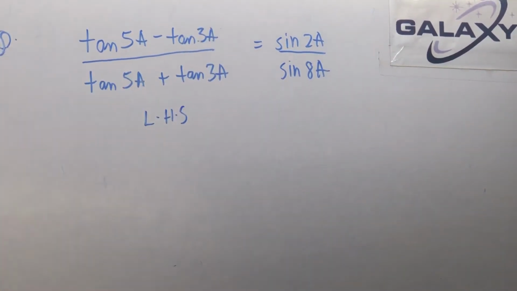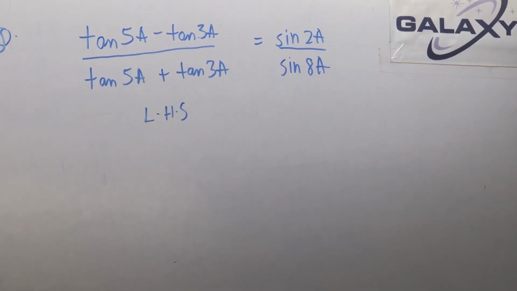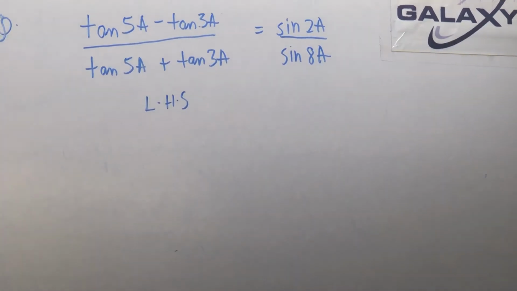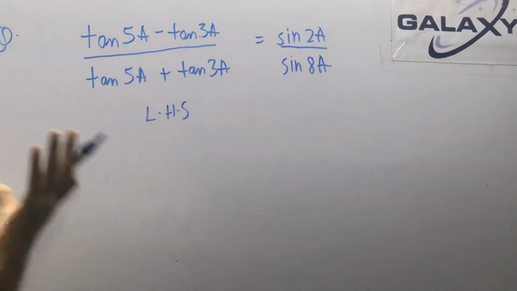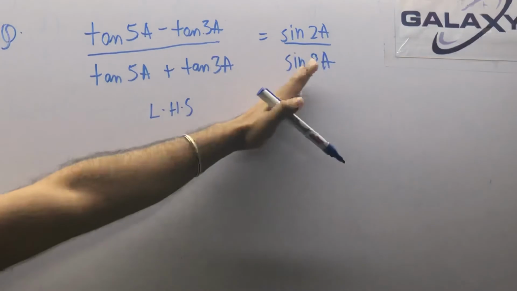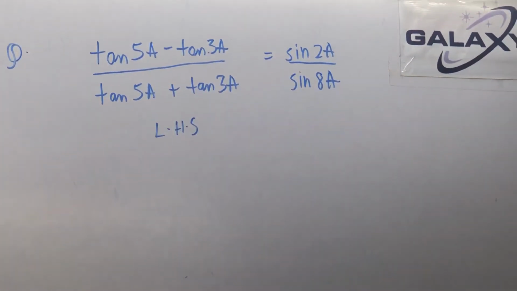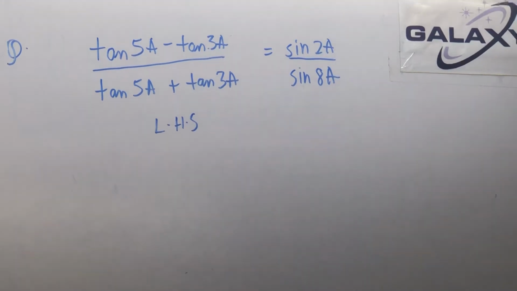So I have told you the basic rule of solving these proof questions: if there is a complicated trigonometric function like tan, cot or anything, try and convert them into sine and cos, because on the right hand side also you can see it is sine. Somehow you have to convert it into sine. So just write the form of sine and cos.